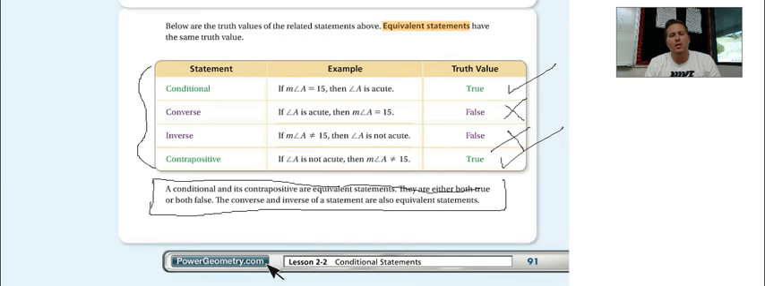Perfect. I know that we had a lot of vocab, but we're going to do a lot more examples. Just make sure that you have everything in here written down, and you guys are good to go.